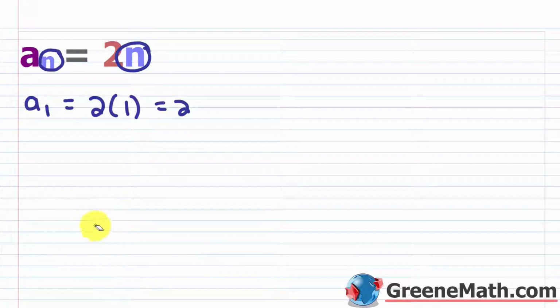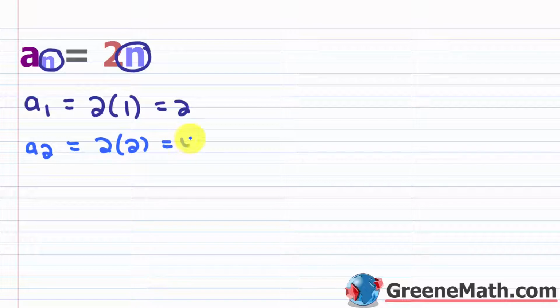Now, I said the first 4 terms. So let's go a sub 2. This is 2 times, again, plugging in a 2 now. So this is 4. Then I want a sub 3. This is 2 times, plug in a 3 now. This is 6. And then lastly, I'm going to want a sub 4.